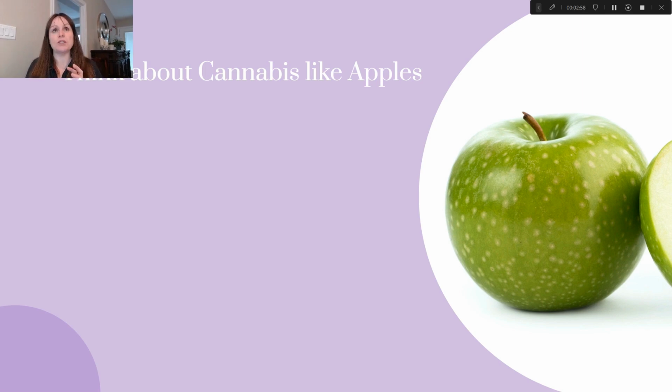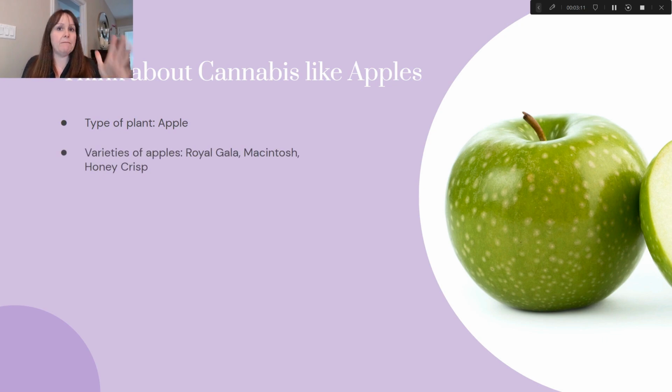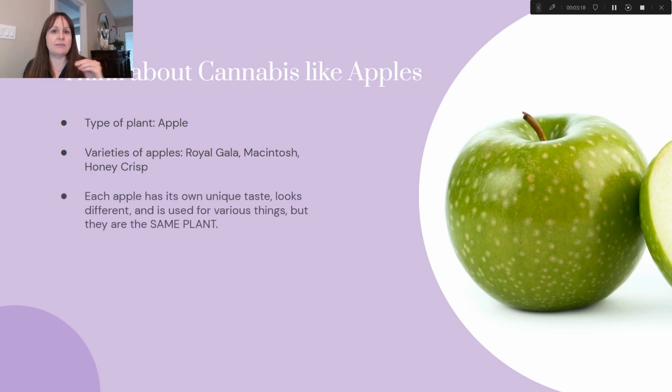So I want you to start using the analogy of thinking of cannabis like apples. The reason I use apples is that most people know that there are lots of different varieties of apples. They're all from the apple plant, but we have Macintosh and Royal Gala and Honeycrisp. We have all these different types of apples. Each of those types of apples does a different thing. They're good for something different, right? Some of them are really good for baking. Some are really good for eating raw. Some of them have excellent storage. But we all know that it's all the same plant.